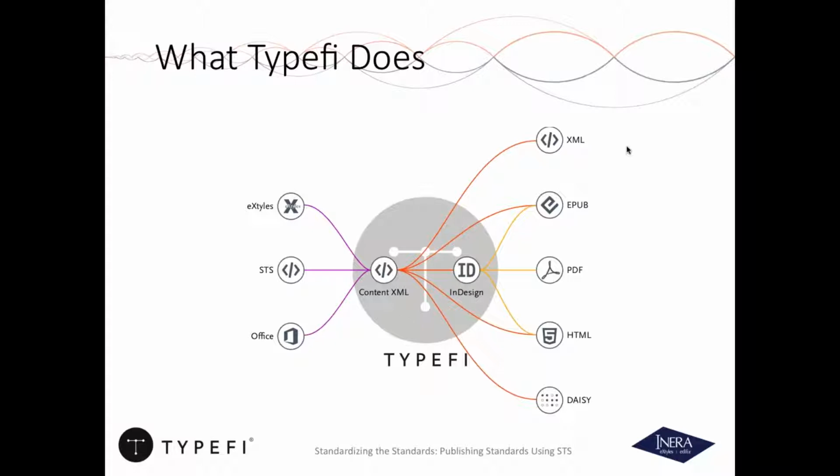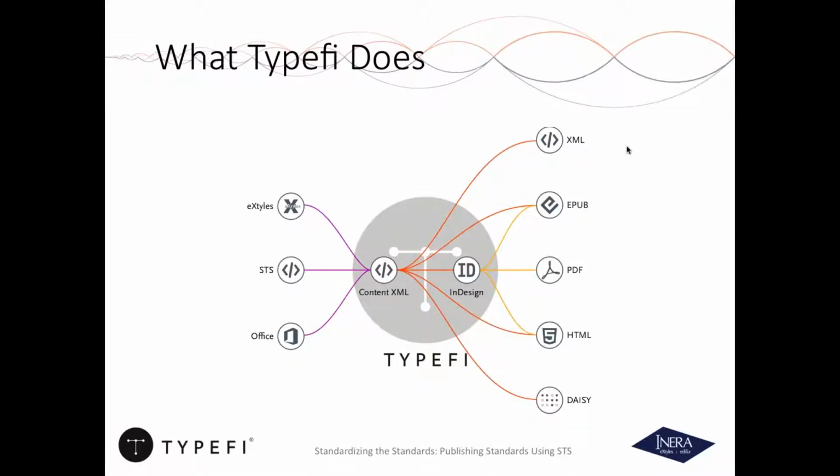We can take that CXML and send it to InDesign, and using InDesign we can produce InDesign files that can be published to Epub or PDF or HTML. We can also go directly from that content XML to any other kind of XML you might need. We can go also directly to Epub or directly to HTML, and we can also publish to the DAISY format. So using one source file, you can get as many different outputs as you would require.